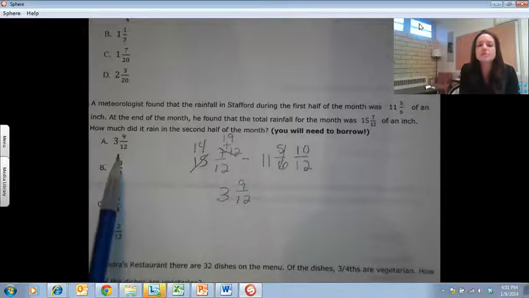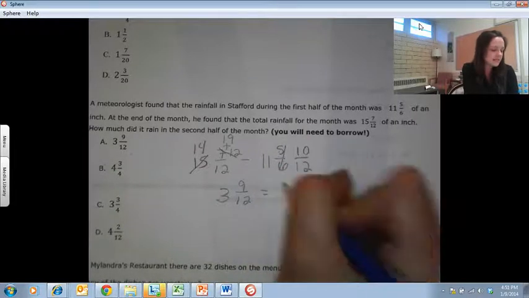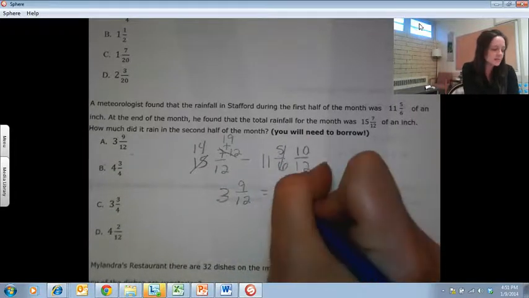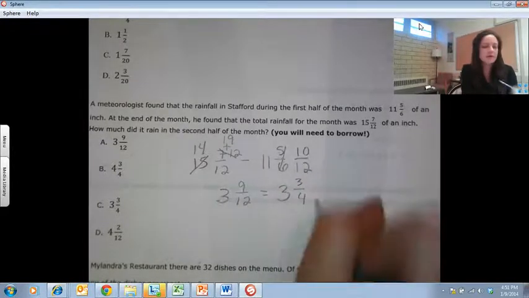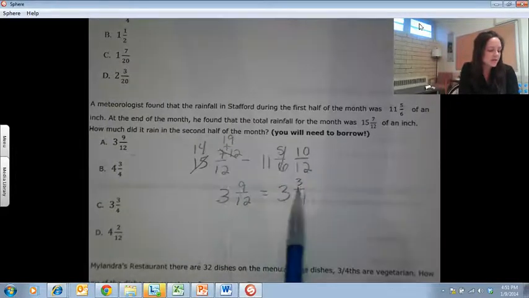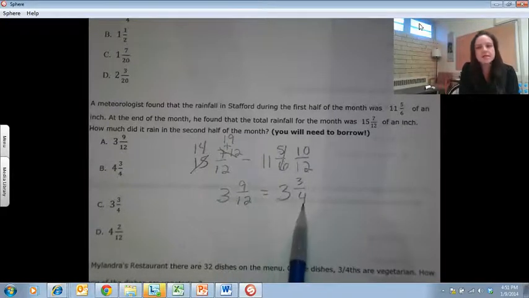We need to reduce this. 9 over 12 becomes 3 and 3/4, right? 9 divided by 3 is 3. 12 divided by 3 is 4.